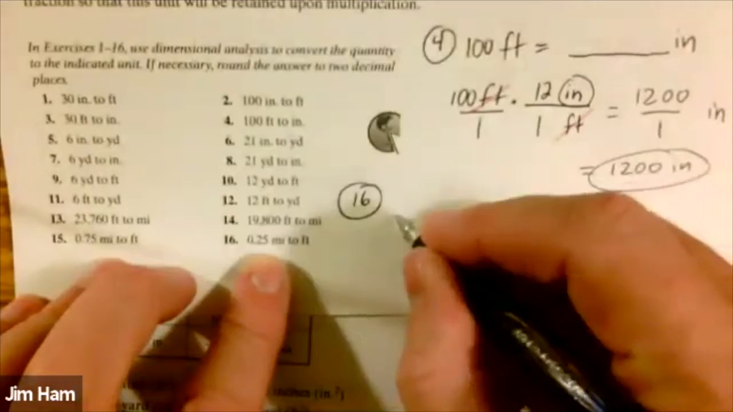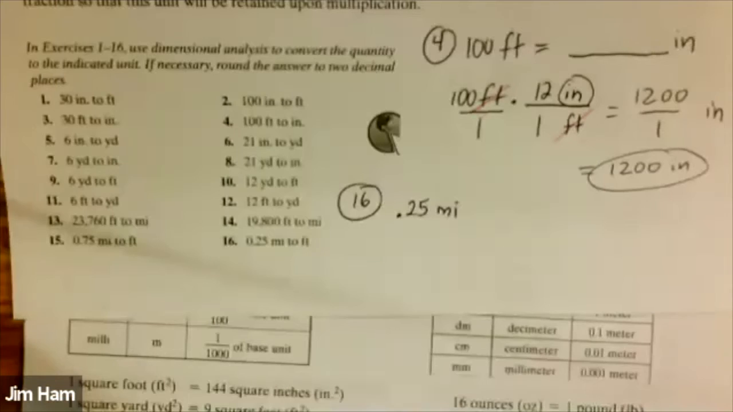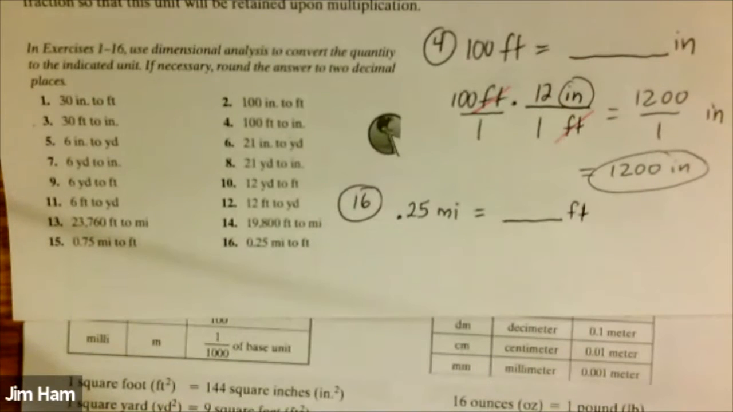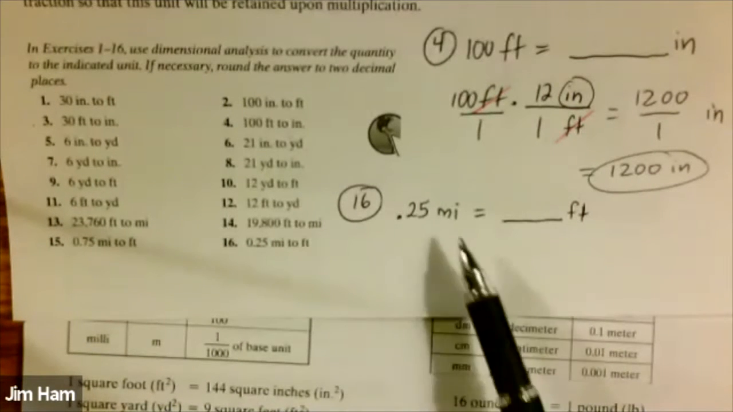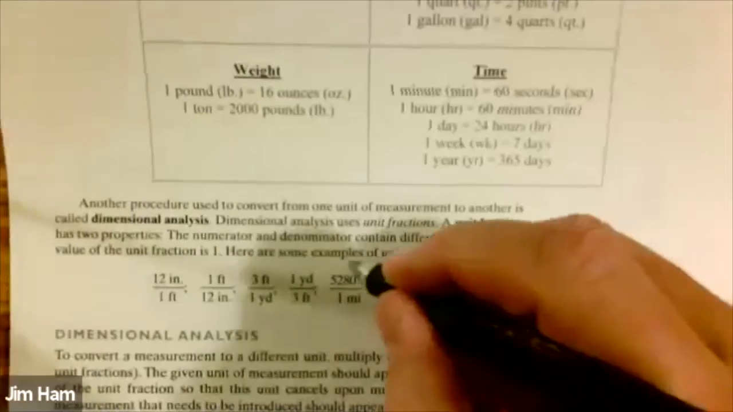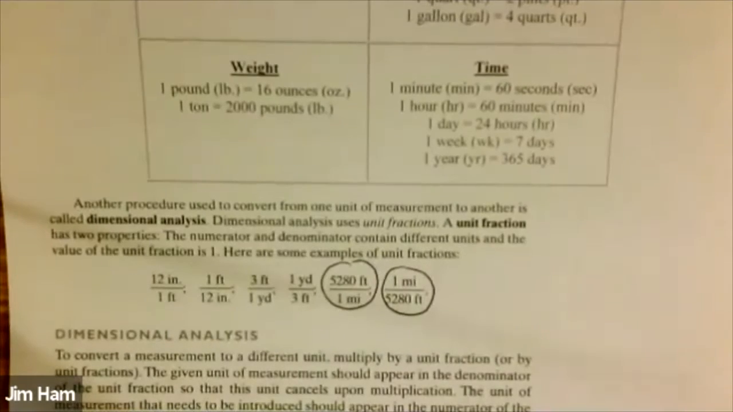Number 16, we have 0.25 miles. MI is the abbreviation for miles. That's a quarter of a mile. And they want to know how many feet are in a quarter of a mile. So it would be nice to find a unit fraction that shows a relationship between miles and feet. And here we have 2 of them. Both of these are equal to 1. Both of these are unit fractions, as they call them.